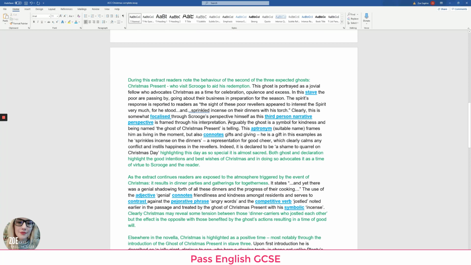Arguably, the ghost is a symbol. See, I missed that too. That's more terminology. For kindness, and being named the ghost of Christmas Present is telling. That means it's striking, it's notable. This aptronym, I've explained what that already is, suitable name, frames the ghost as living in the moment, present, but also connotes gifts and giving, present. He is a gift in this example, as he sprinkles incense on the dinners, a representation for good cheer, that's the incense I mean, which clearly calms the conflict and instills happiness in the revelers.